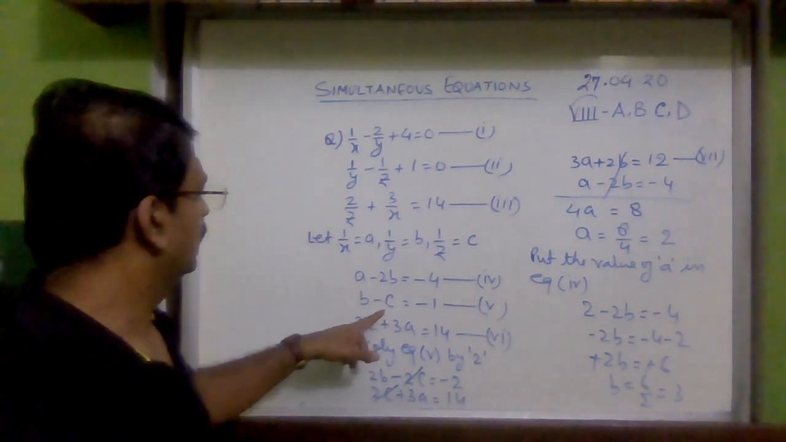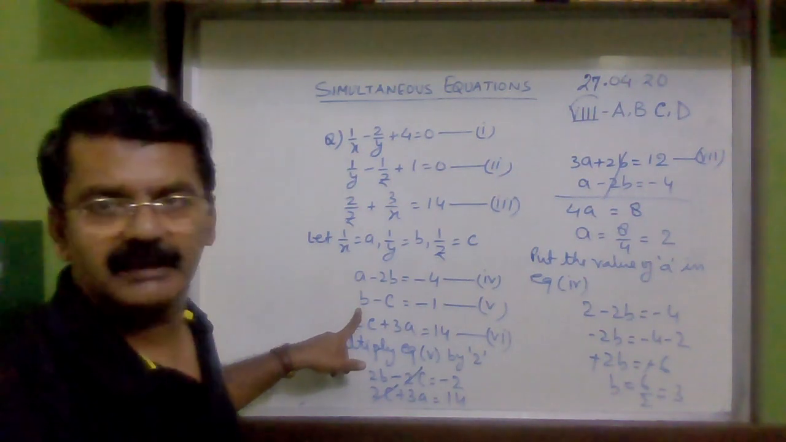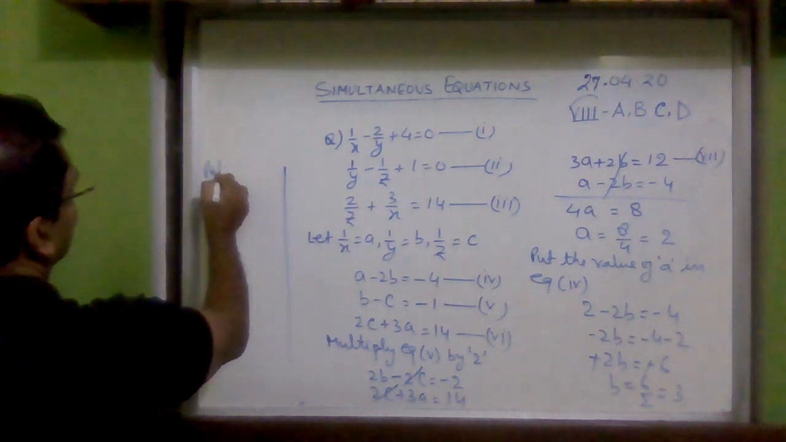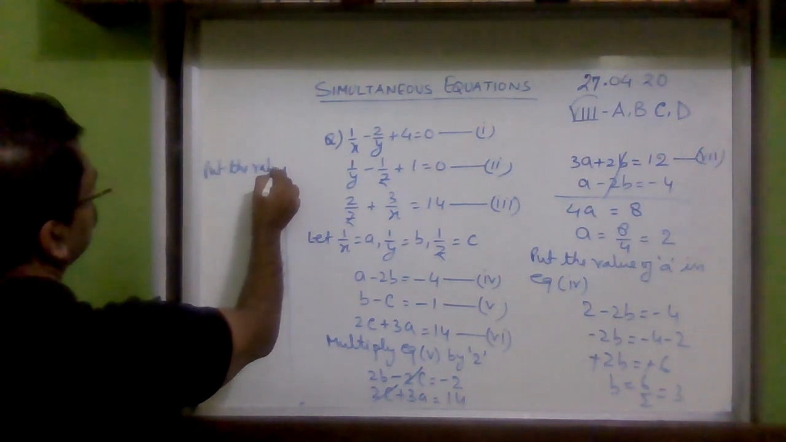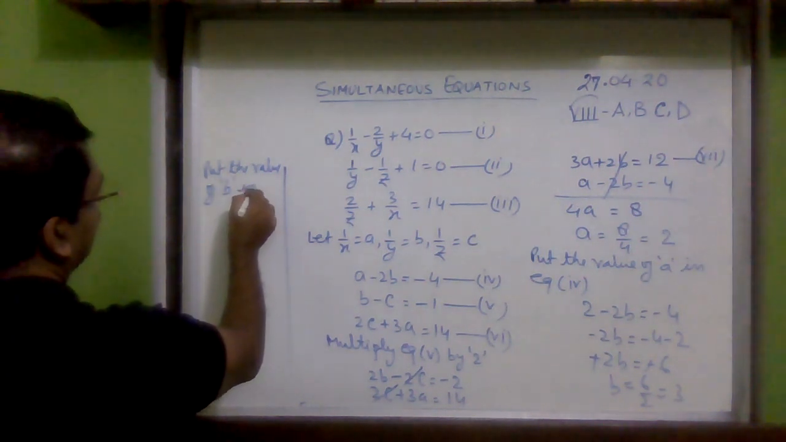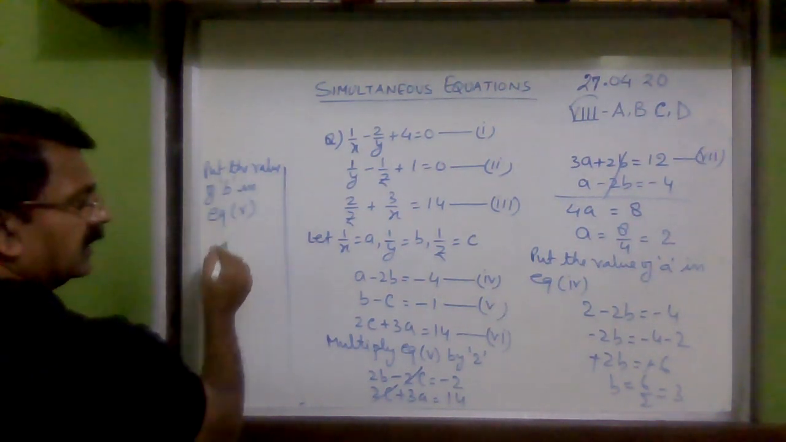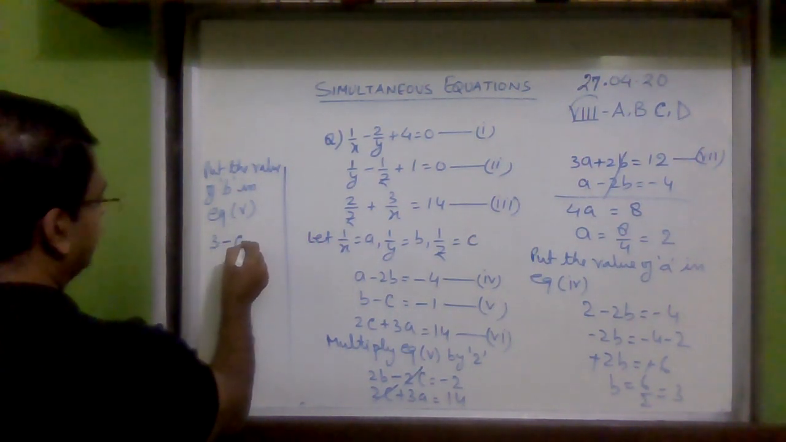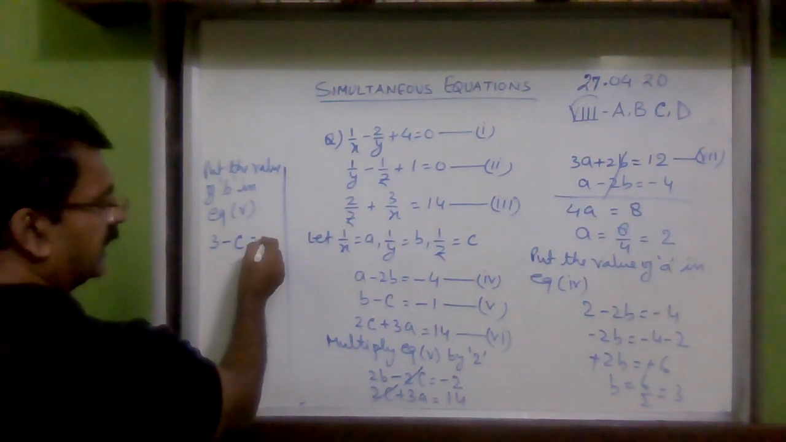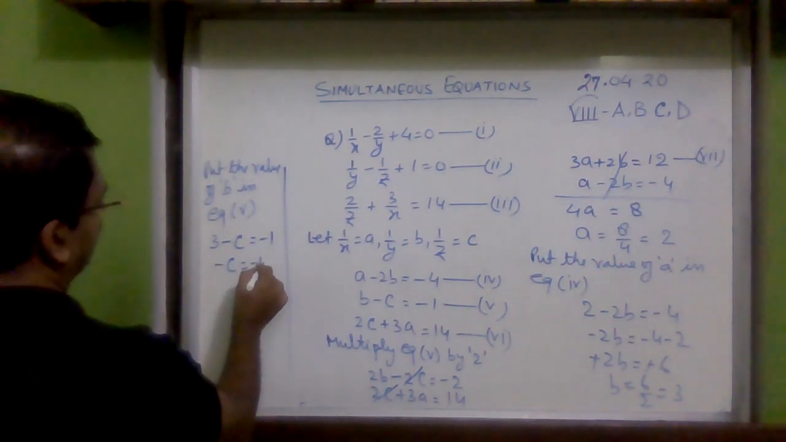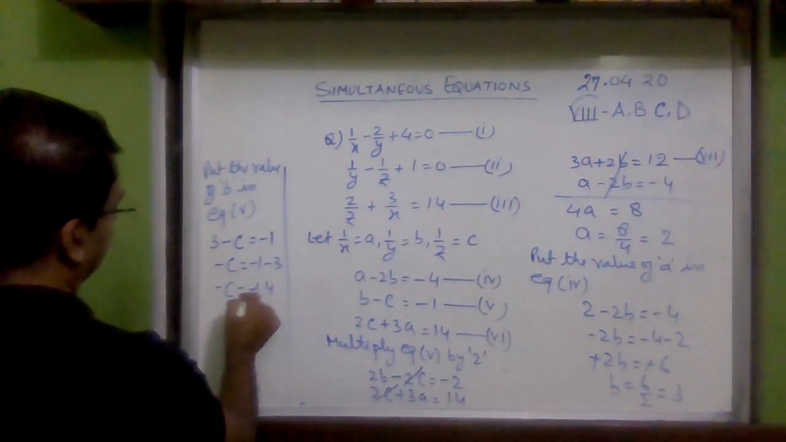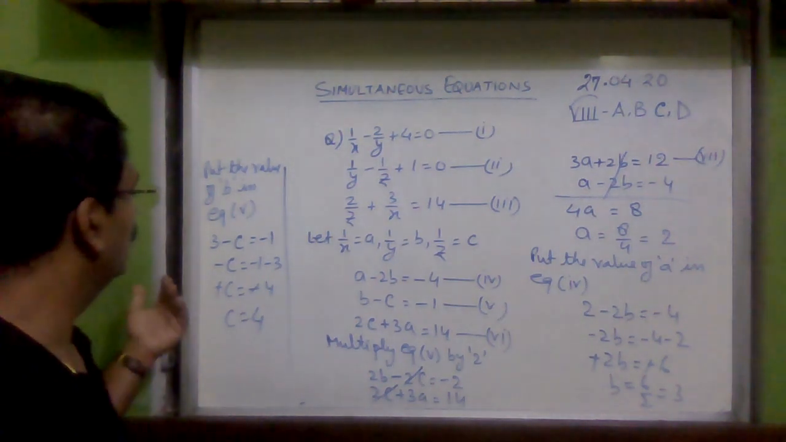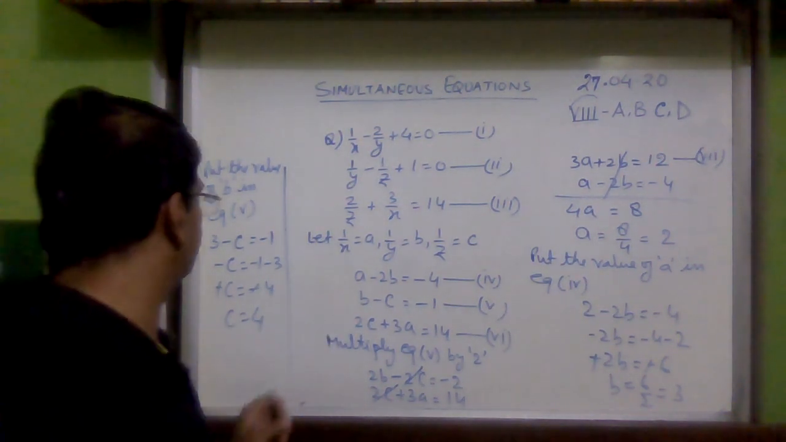And now you put this B is equal to 3 in equation number 5 and straight away you will get the value of C. Put the value of B in equation 5. So it is 3 minus C is equal to minus 1. So minus C is equal to minus 1 minus 3. Minus C is equal to minus 4. C is equal to 4. So we have found C is equal to 4. So A is 2, B is 3, C is 4.